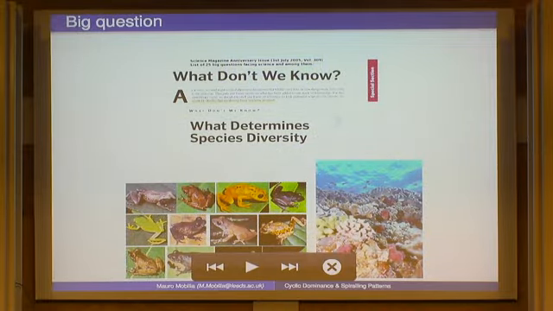So the general context and general motivation for this type of research can be summarized by this question: what determines species diversity? I won't answer this, obviously. This is a question that was listed in 2005 by Science magazine as one of the big questions that science faces. And probably it's still there. It's still a very important question now.